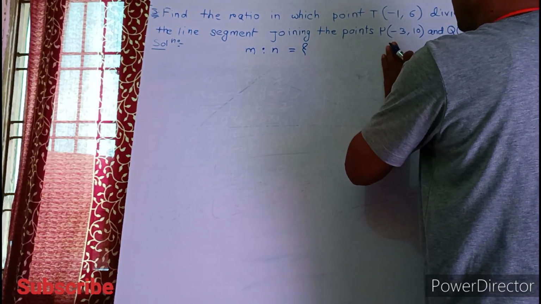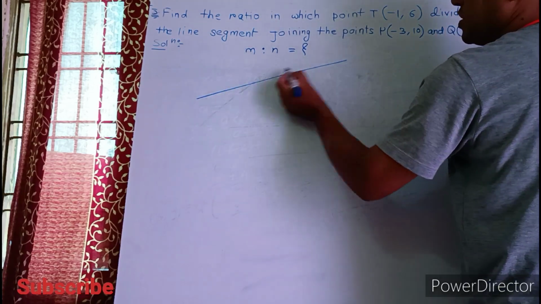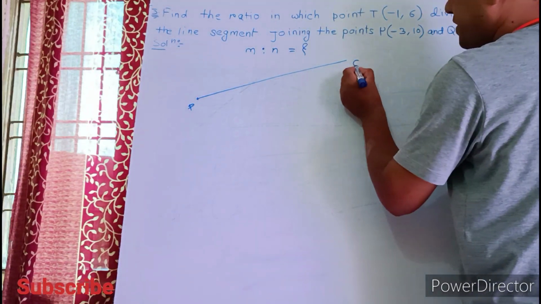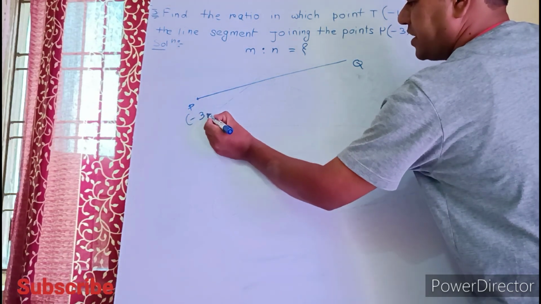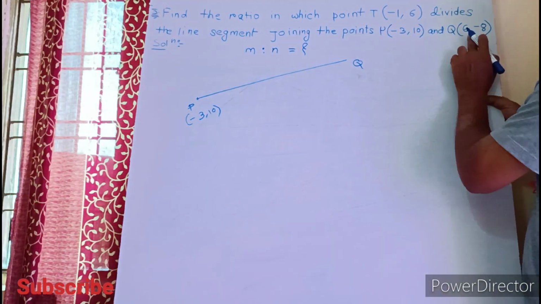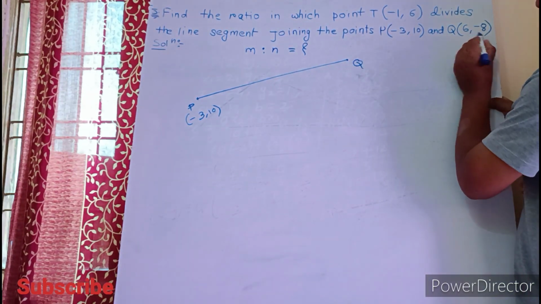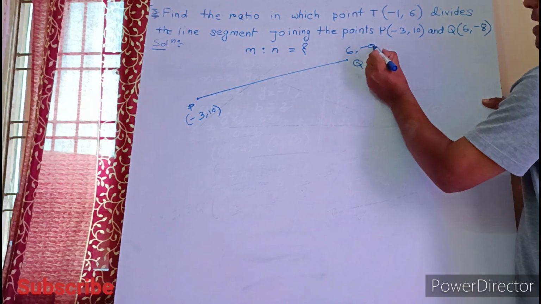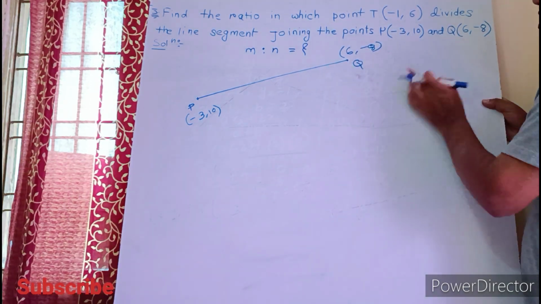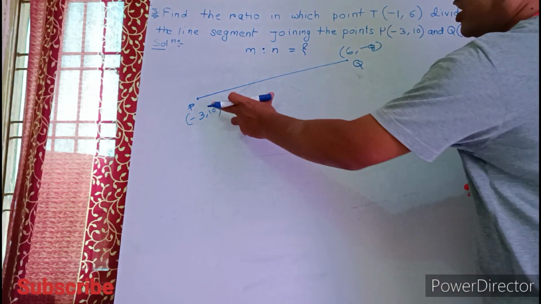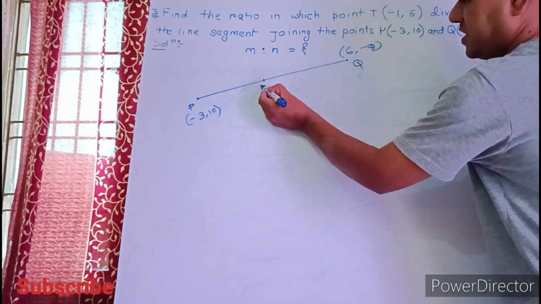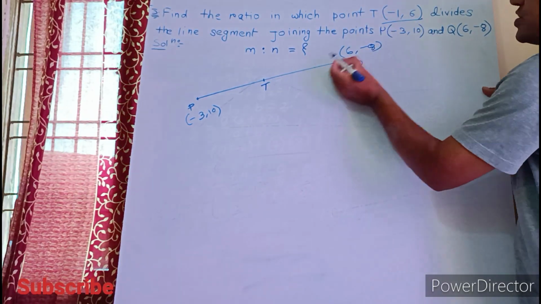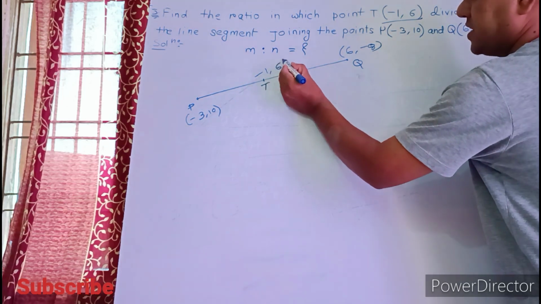Now consider a line segment PQ. P has coordinates -3, 10, and Q has coordinates 6, -8. Now point T is anywhere on PQ. Let us suppose point T is here. It has coordinates -1, 6.